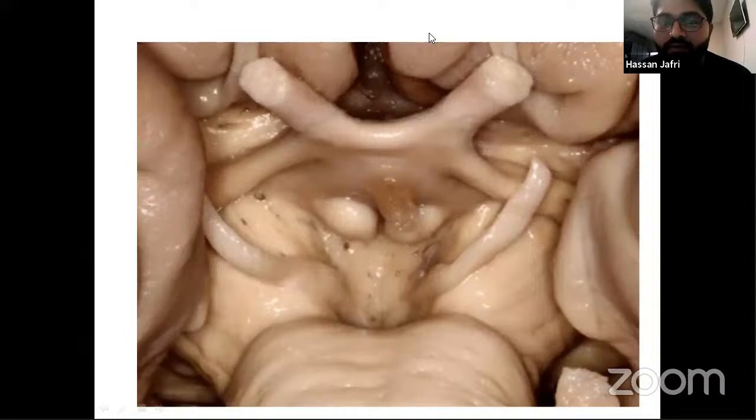Basically, all the nerves which we are going to discuss today are present in this picture, from the olfactory nerve to the optic nerve to the oculomotor nerve and trochlear nerve, except the trigeminal nerve, which is in the pons.